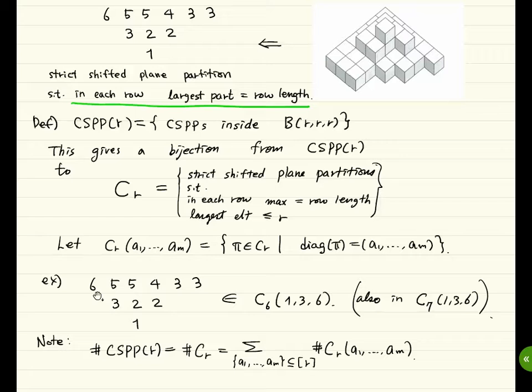Then by this bijection, the number of cyclically symmetric plane partitions inside this box is equal to the number of strict shifted plane partitions with this condition. That is, of course, equal to this, because this is a disjoint union of this. We just divide them according to their diagonal entries. So if you can compute this number, then we will be done. It will be the sum of this. Any questions?